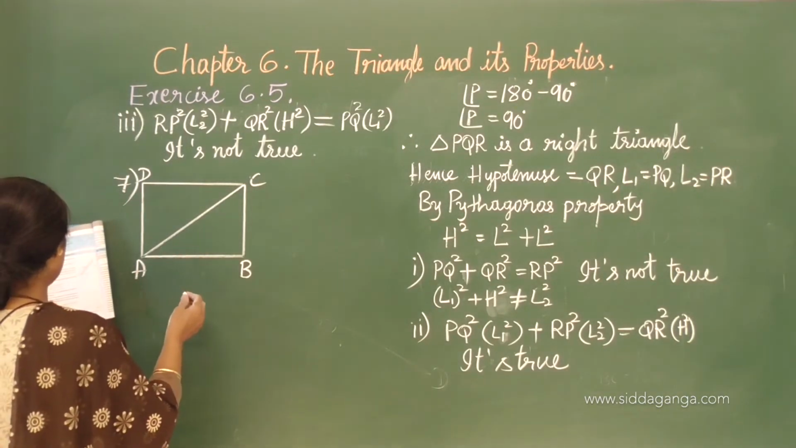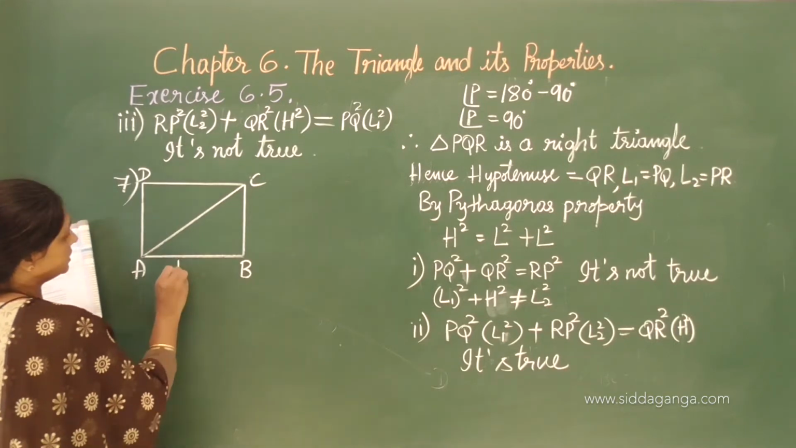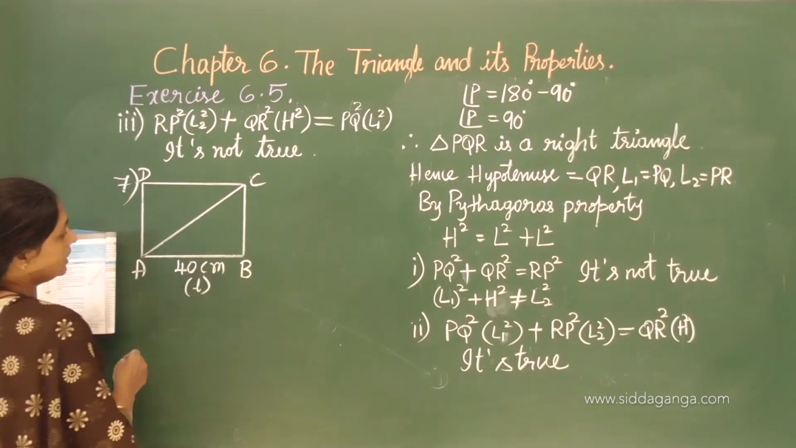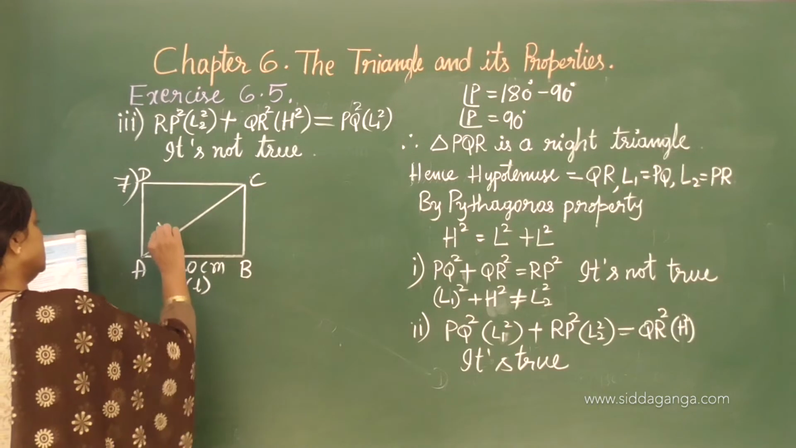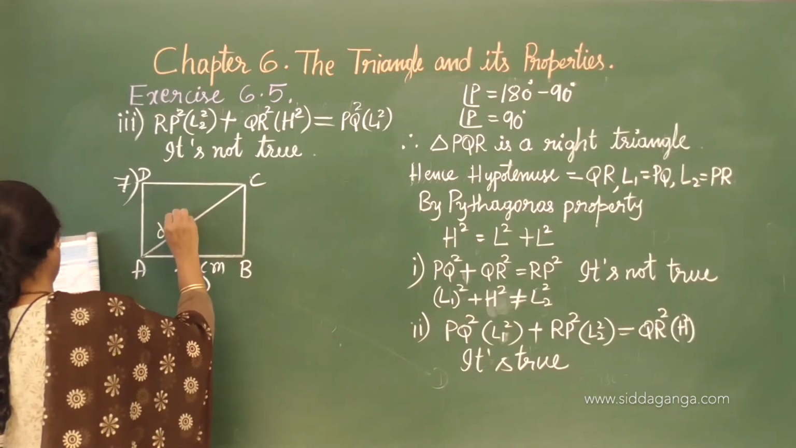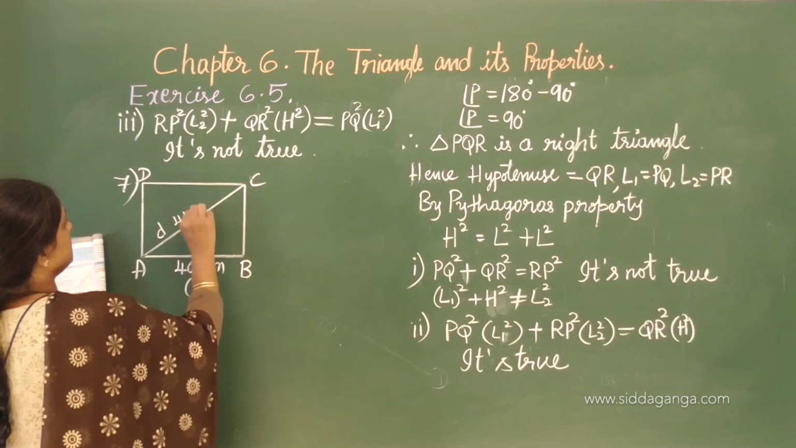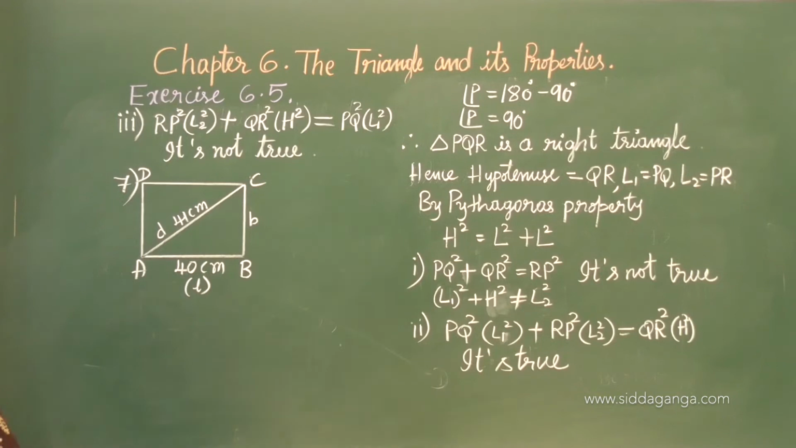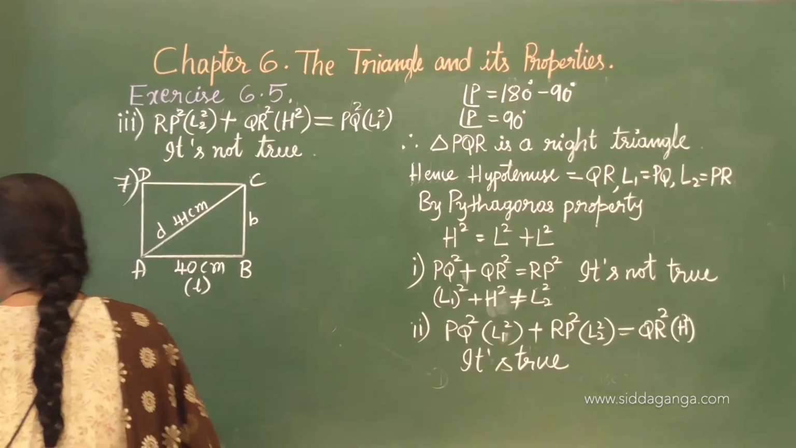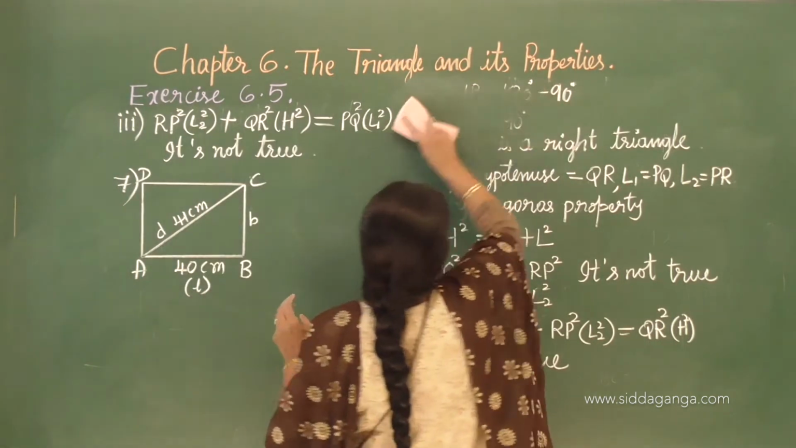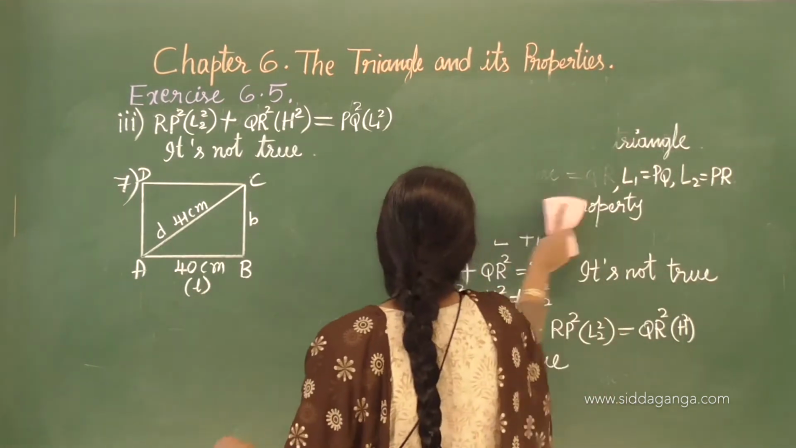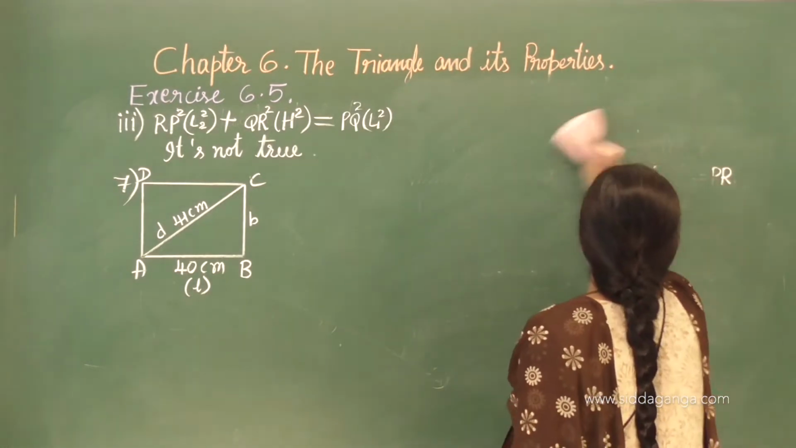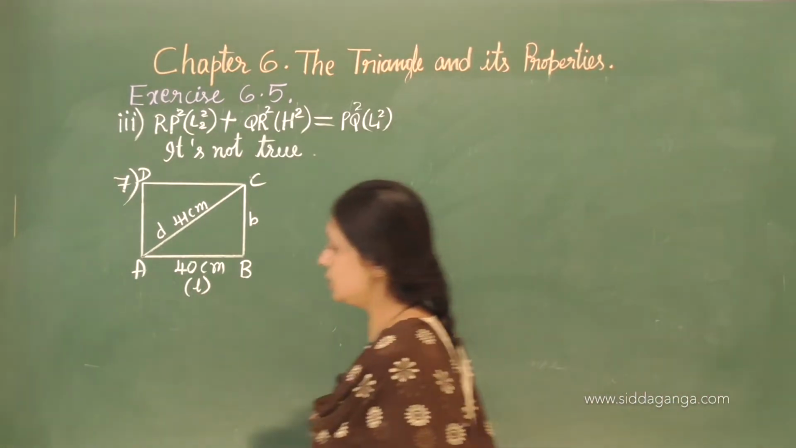So find the perimeter of the rectangle whose length is, consider this as 40, that is L. L is 40 centimeter and diagonal D is 41 centimeter. Here we have to find the breadth of the rectangle. So this is a rectangle. We have to find the breadth of the rectangle. What can we use here?